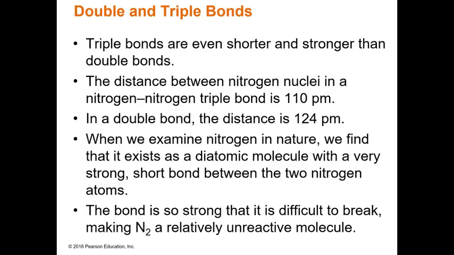Triple bonds are even stronger and shorter than double bonds. The bond length in N2 is just 110 picometers. Because of this strong bond, nitrogen gas is very stable and relatively unreactive. That's one reason why nitrogen makes up about 78% of Earth's atmosphere. It just doesn't react easily.